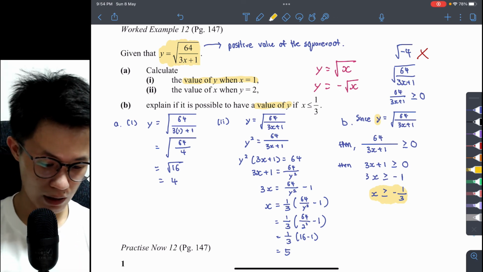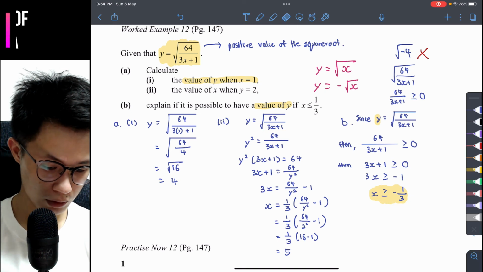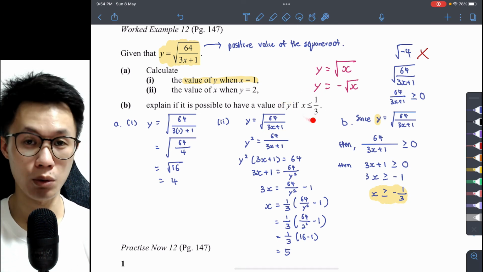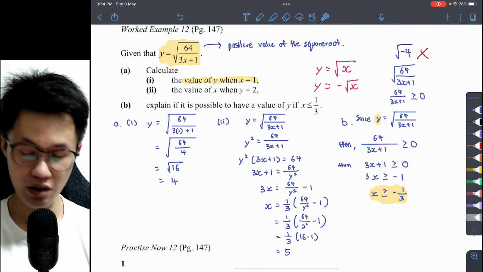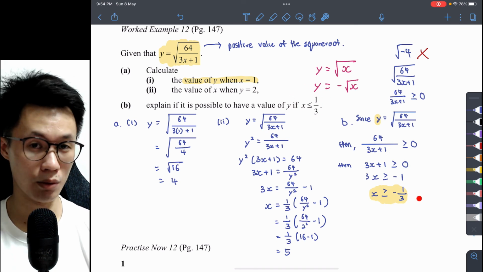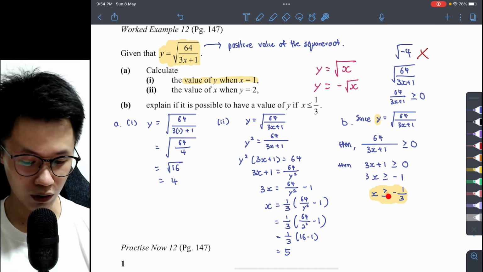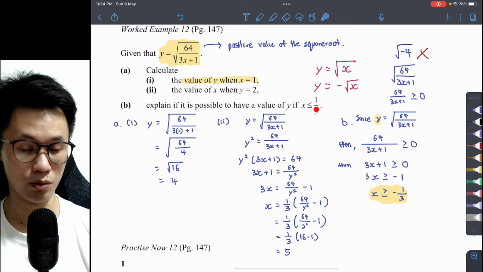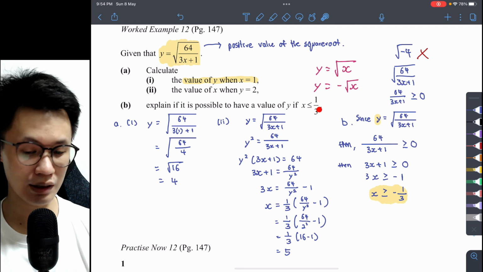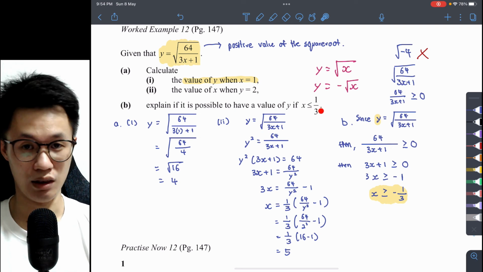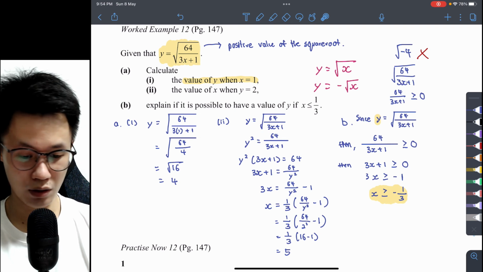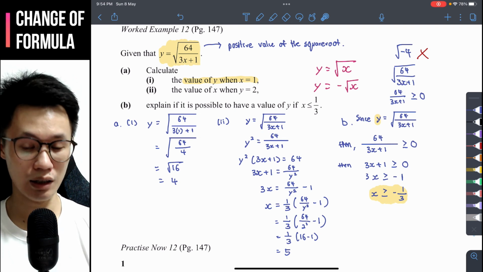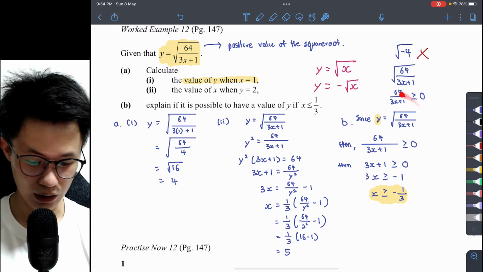Now the question says, is it possible to have a value of y if x is less than or equal to 1 over 3? Is this possible? Based on what we found here, this is not possible, right? X has to be more than negative 1 over 3. But the question is asking, can there be a value if x is less than or equal to 1 over 3? The answer is no, because what are some values that are less than 1 over 3? They can be negative 2. If x equals negative 2, then that contradicts this entire thing, correct?